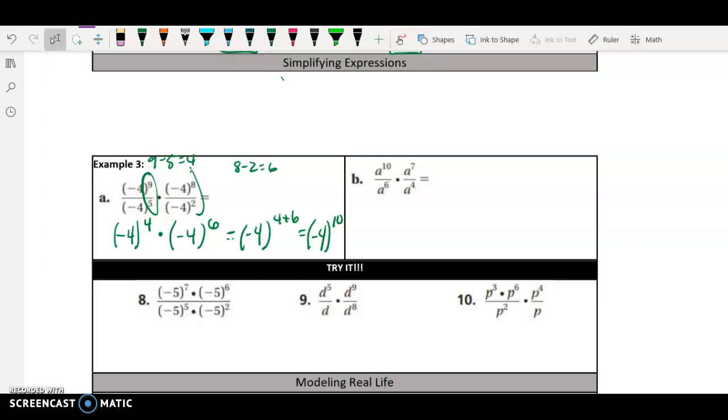So we'll do another example just with variables this time. So I'm going to focus on my exponents. 10 minus 6 equals 4. So I have a to the 4th power times a to the 7 minus 4, which is 3, so a to the 3rd power, and then I'm going to add them, so a to the 4 plus 3, which is a to the 7th. So I want you to give 8, 9, and 10 a try, and then you're going to check your answers with mine.